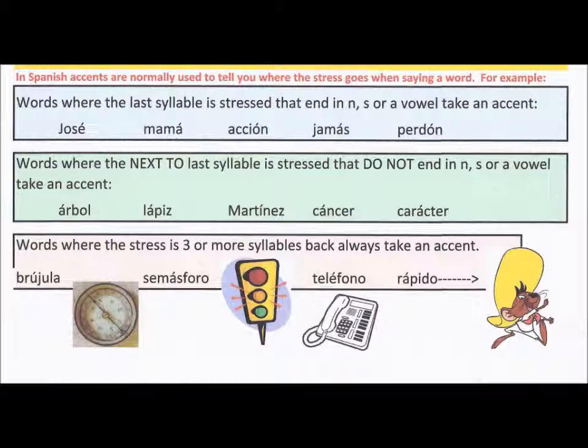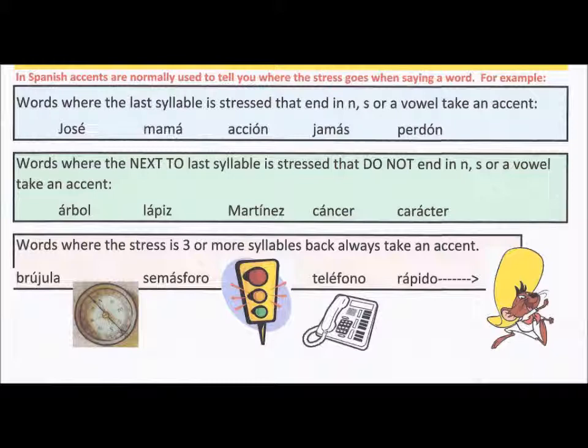Where the stress is 3 or more syllables back, you always put an accent. Brújula, semáforo, teléfono, rápido. You can remember that rule or not. It really is important to me that you remember the stress is where the written accent appears. Let's go over them again.